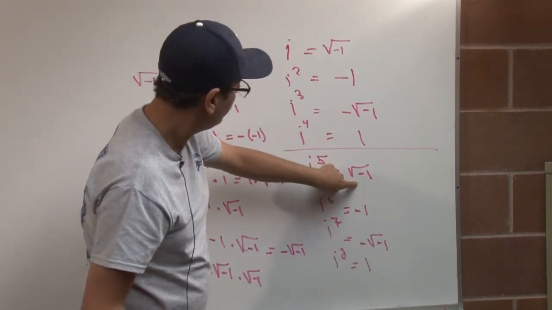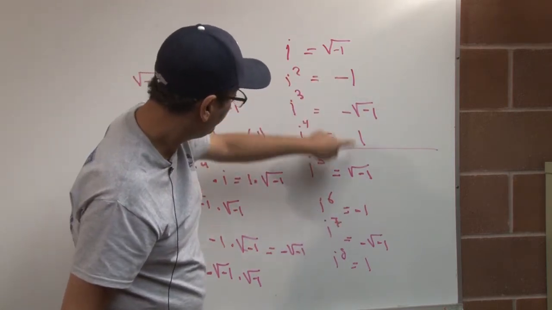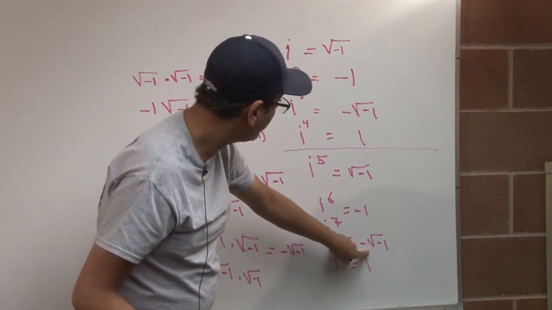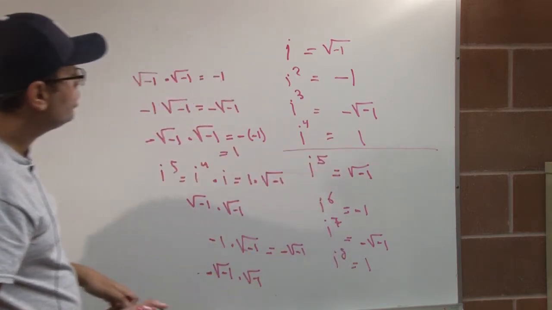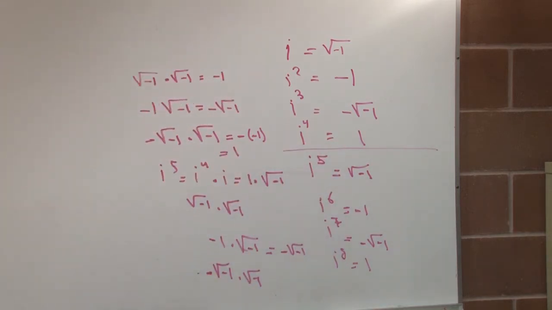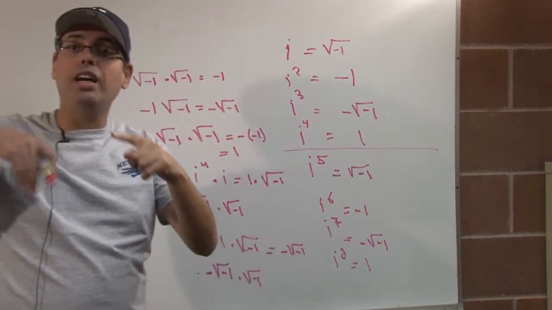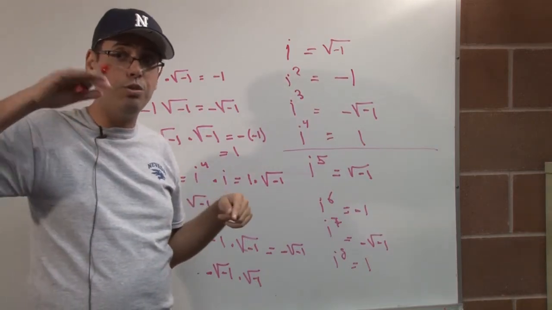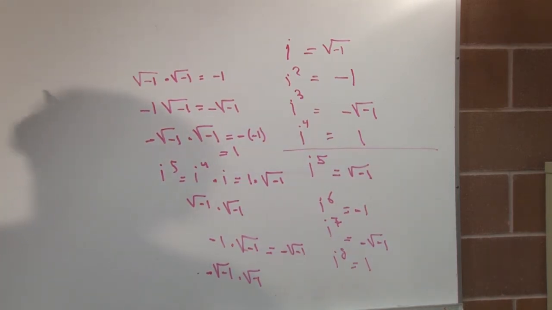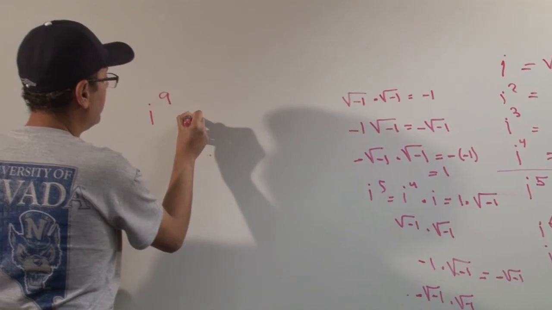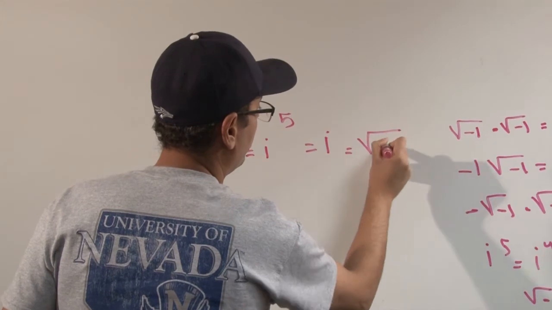Again, square root of -1, the same. -1, the same. Negative square root of -1, the same. 1, the same. So what does it mean? It means that I have a cycle, and my cycle is from 1 to 4, and then it repeats itself every 4 powers. So if I say i to the power of 9, it's the same as i to the power of 5, which equals i, the square root of -1.